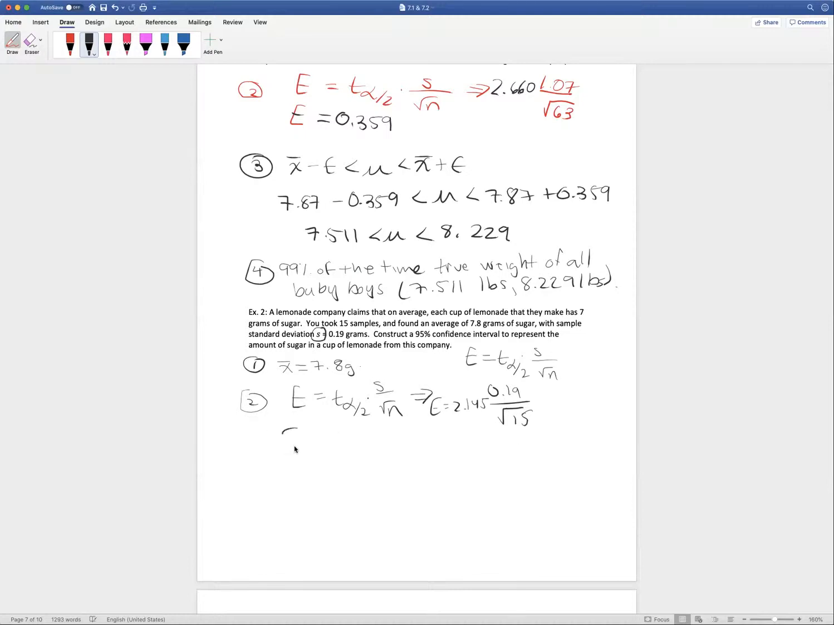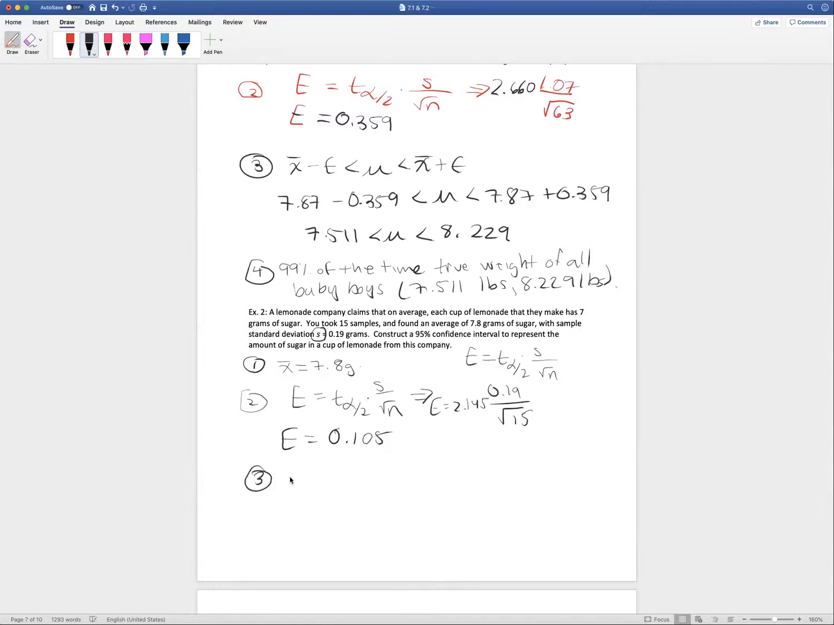Okay, so let's figure out what that value for E is. 2.145 times 0.19, divided by the square root of 15, and we have 0.105, again rounded to 3 decimal places. All right.